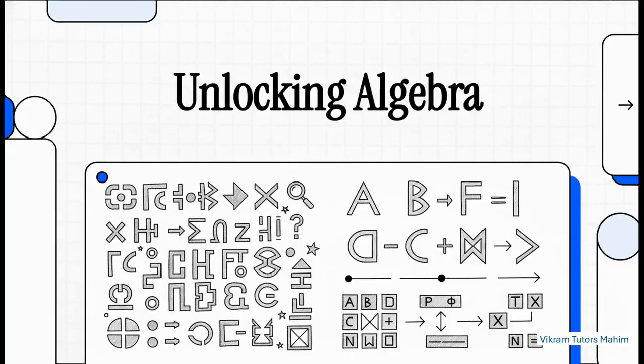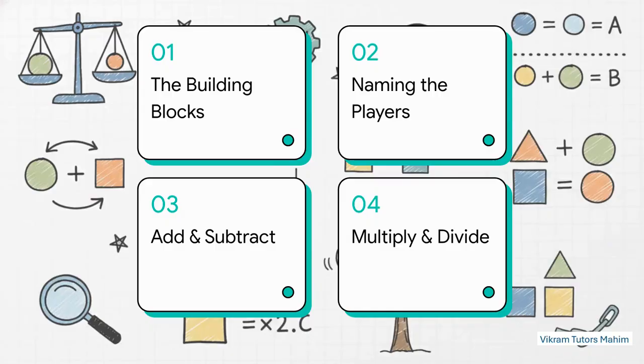speaking it fluently. So here's the game plan. It's a simple 4-step process. First, we'll meet the absolute basics, the building blocks. Then, we'll figure out how to give our creations proper names. From there, we'll see how they team up with addition and subtraction. And finally, we'll level up and tackle multiplication and division.